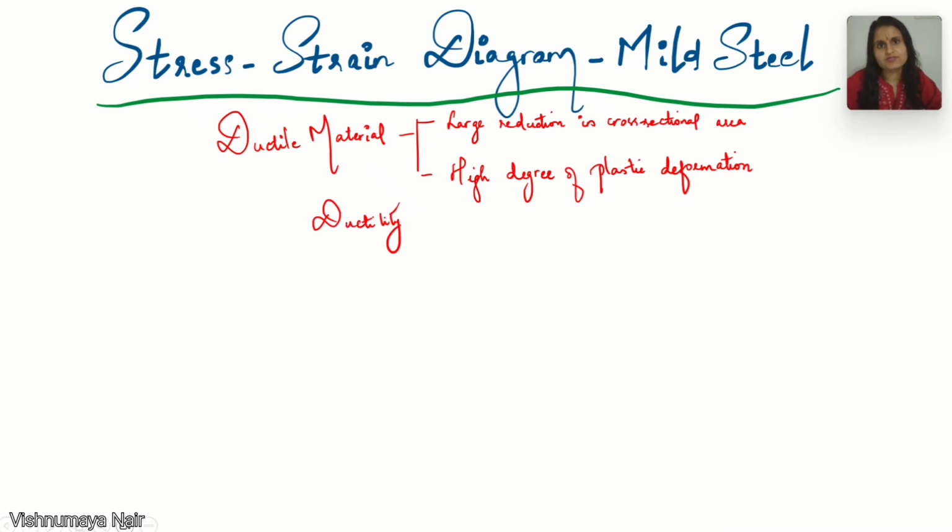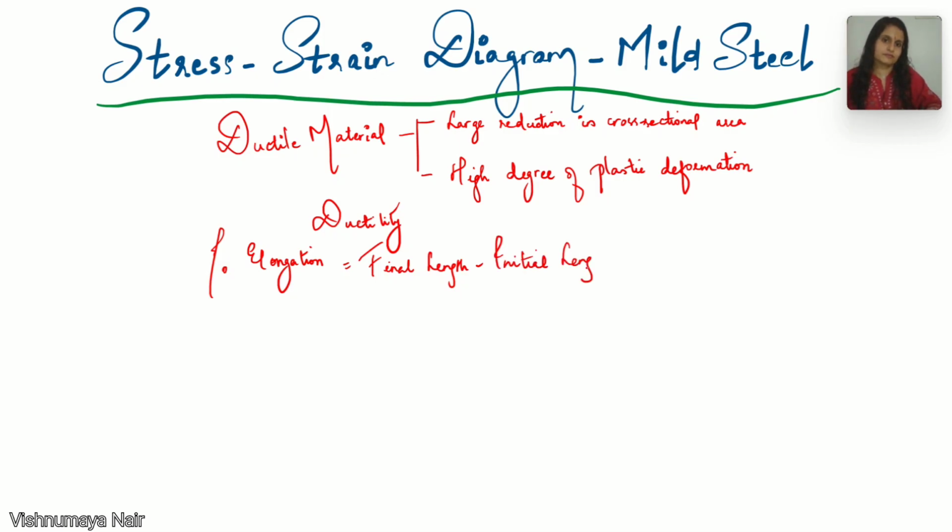So how can we classify these materials as brittle and ductile? Based upon percentage elongation. Percentage elongation is given by the equation final length minus initial length divided by initial length into 100%.